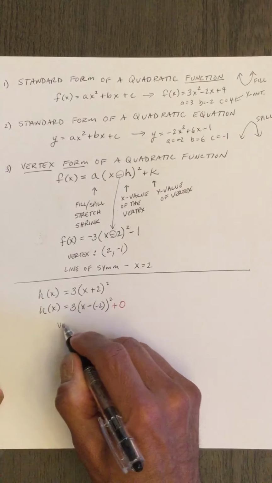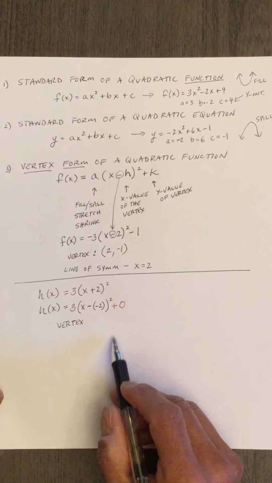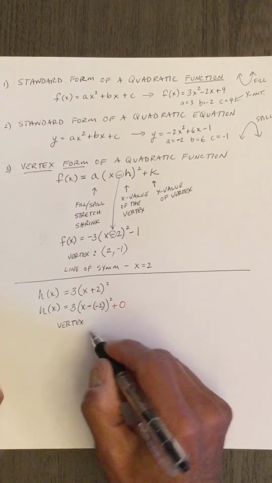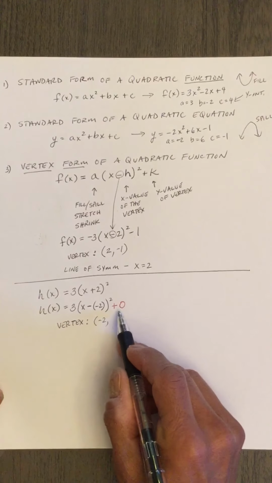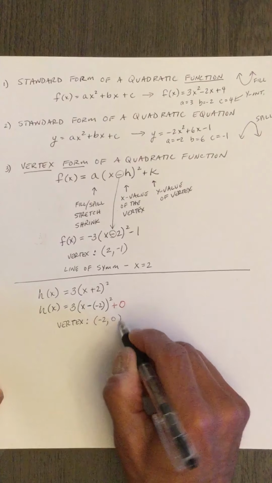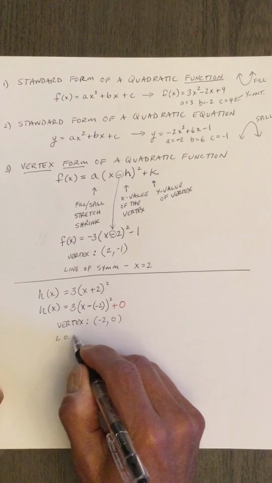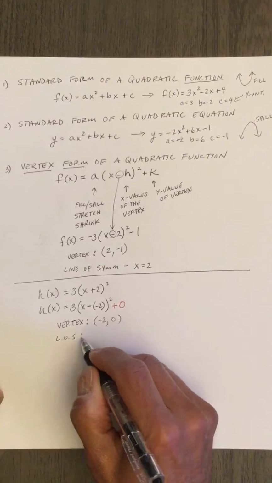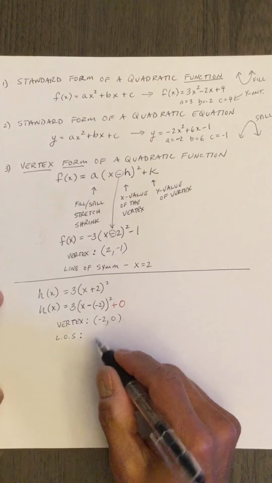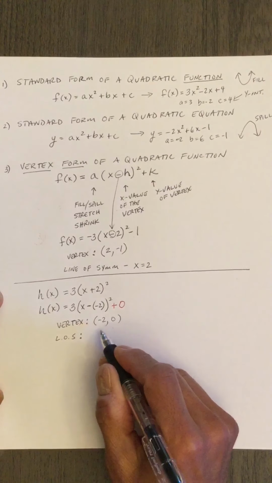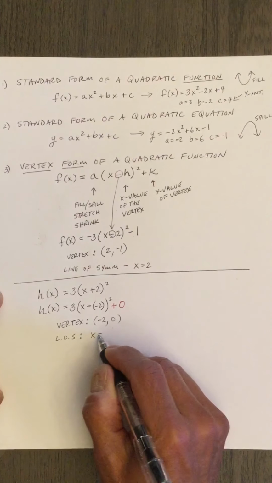So what's my vertex? My vertex in this problem is (h, k). H is a negative 2 and the y is a 0, right? And then my line of symmetry, and what does the line of symmetry do? It cuts the parabola in half, right? My line of symmetry is always this number right here. It's the x value of the vertex, so it's x equals negative 2.